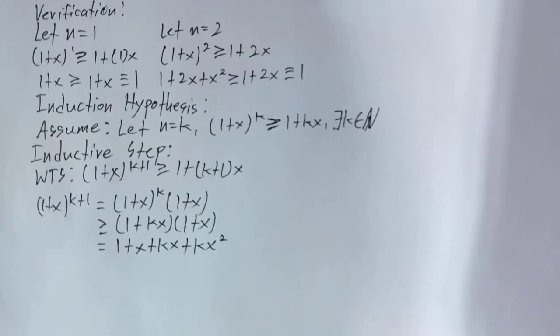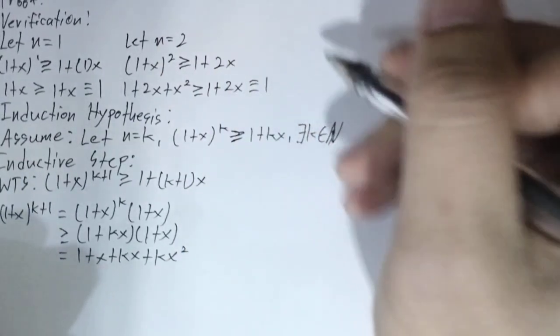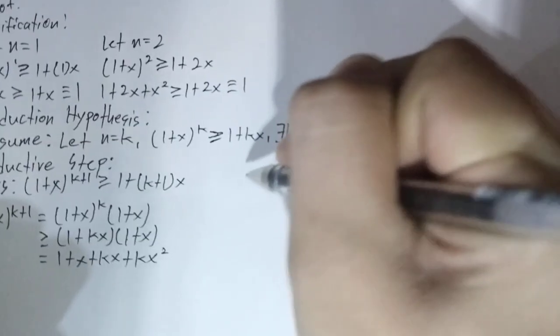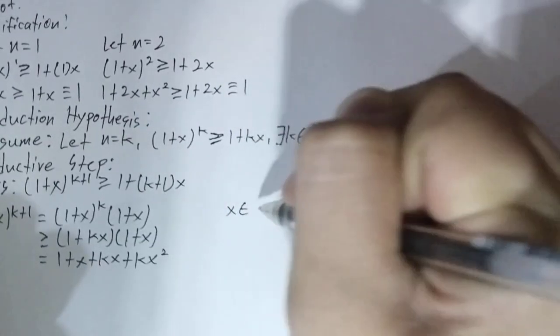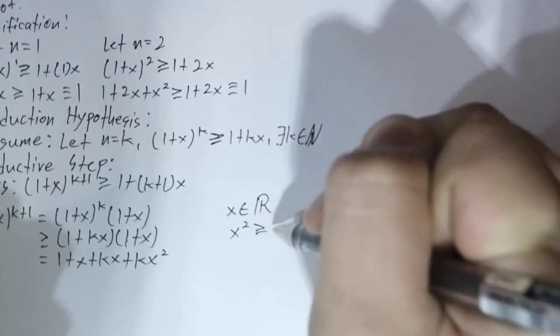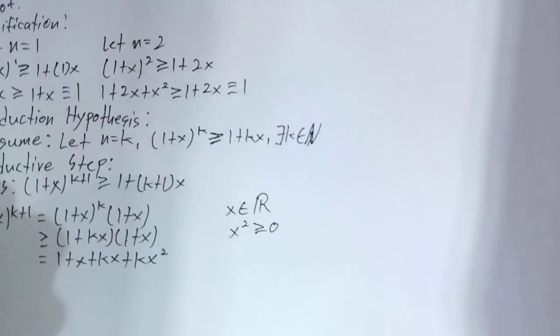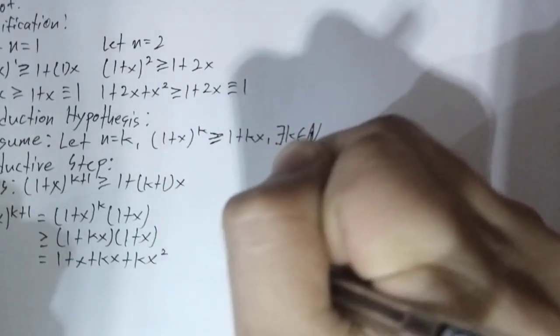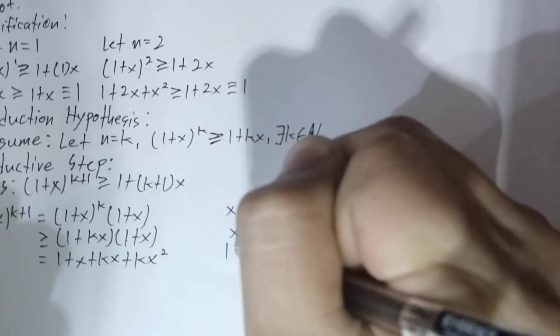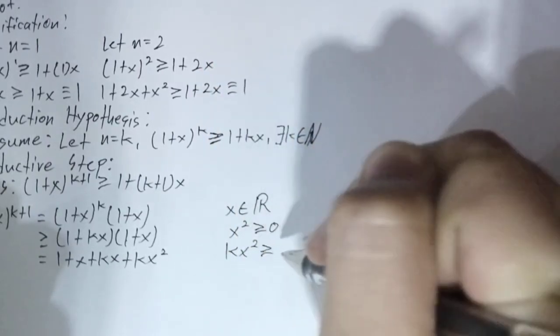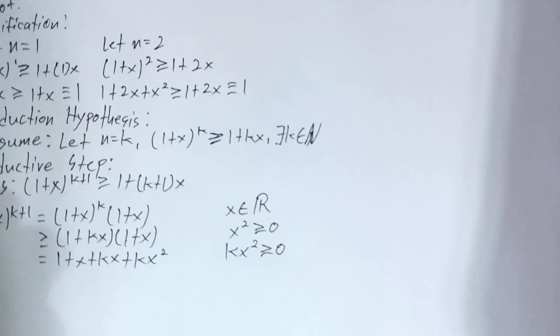Now, from this point, what should we do? Okay, so remember that x is a real number, right? So x is any real number. Now, if we square that, this would be non-negative, correct? Now, if this is non-negative, if we multiply both sides by k, then this will give us the following inequality, which is kx squared being greater than or equal to 0.